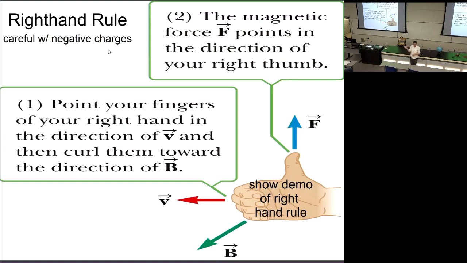You point the palm of your right hand in the direction of the velocity. In this case, the red velocity vector is going towards the left-hand side of the room, so I'm pointing the palm of my right hand towards the left-hand side of the room, because that's the motion. You curl your fingers in the only way they'll curl, in the direction of the magnetic field. The magnetic field in this sketch is coming out of the screen towards you, so I'm curling my fingers out of the screen towards you. Your thumb then points in the direction of the force on a positively charged moving particle. So if I were a proton going this direction in a magnetic field going towards you, I would be pushed upwards towards the ceiling.